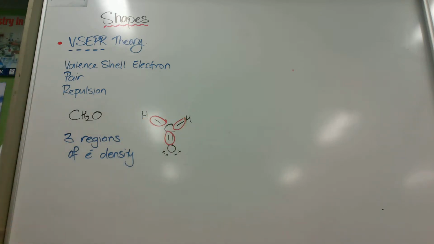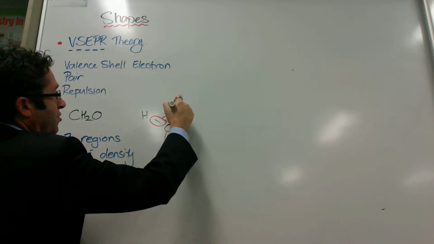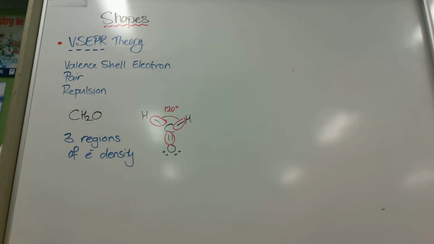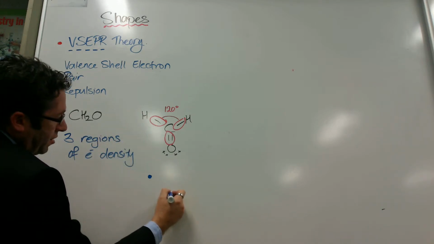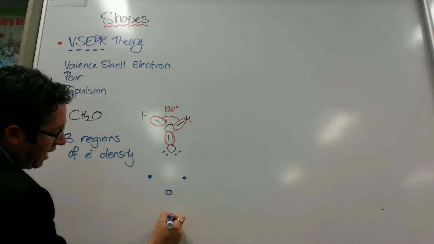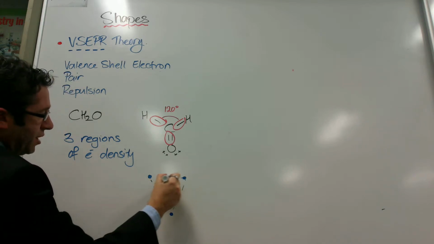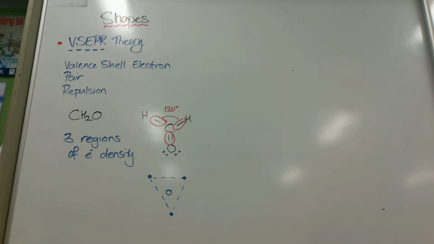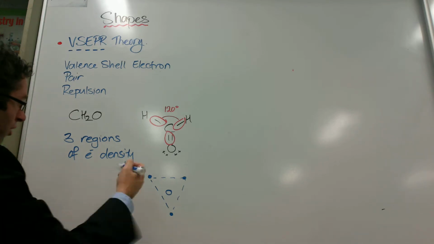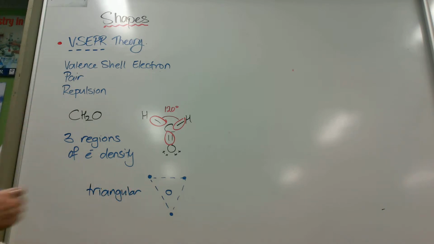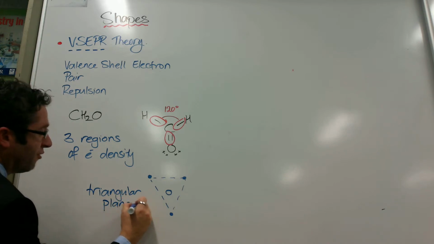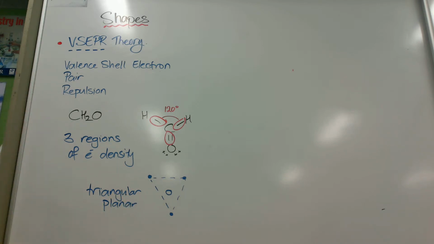These electron density areas try to get as far away from each other as possible. And we're going to find that they create, in this case, a 120-degree angle, because it's going to be a flat triangle. Because there's something on each end, so I've got an atom here, the central atom here, an atom here, and an atom here, the shape it makes is a triangle. And it's a triangle that sits flat, so we call it triangular because it's a triangle shape, planar because it sits on a flat plane, on a bit of paper or on a whiteboard.